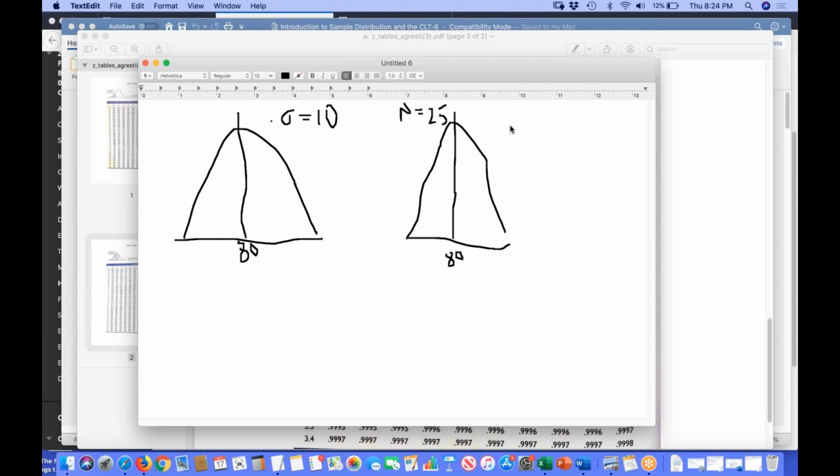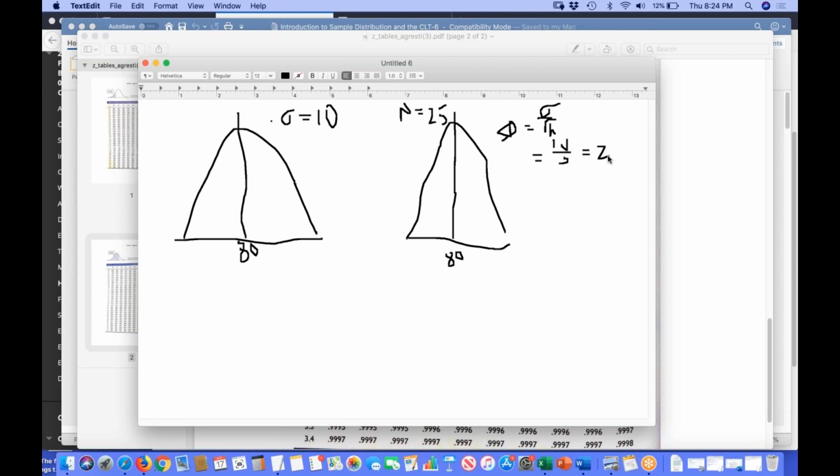But the standard deviation now, right? The standard deviation, I'm not going to call it sigma because it's not the population. The standard deviation of these sample means is going to be equal to the standard deviation of the population over the square root of the sample size. Okay, so in other words, it's going to be equal to 10 over the square root of 25, which is 5. So it's going to be equal to 2.